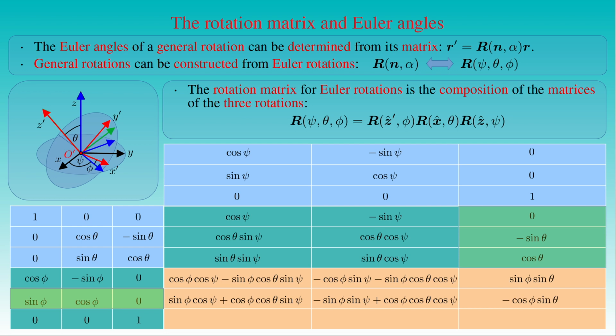The product of the last row of the first matrix and the first column of the resultant matrix gives the bottom left element of the general rotation matrix. The last row of the first matrix multiplied by the second column of the resultant matrix gives the bottom middle element of the rotation matrix. Finally, the product of the last row of the first matrix and the last column of the resultant matrix is equal to the bottom right element of the rotation matrix.